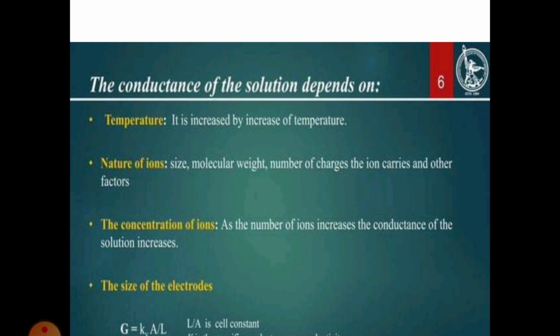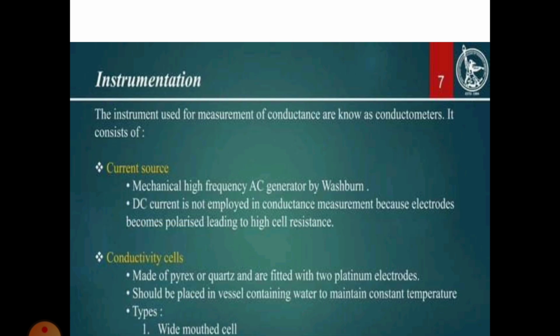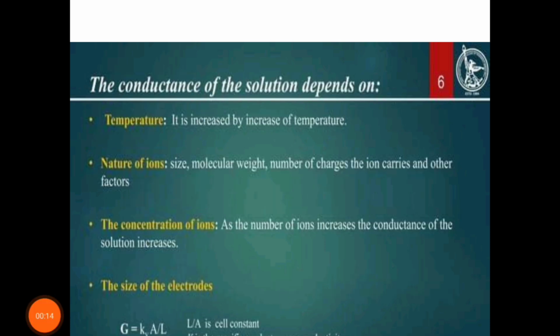In today's class, I discuss my topic, that is, conductance of the solution, which depends on the following factors. First is the temperature, second is the nature of ions, and third is the concentration of ions. Conductance increases with the increase of temperature.